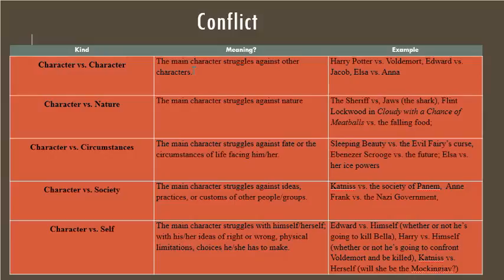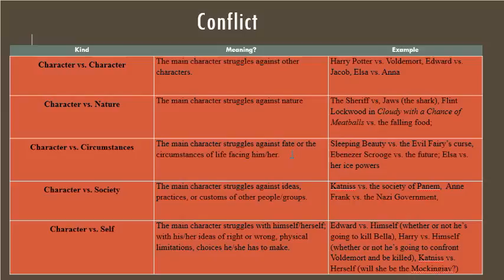You have character versus circumstances, where the main character struggles against fate or the circumstances of life facing him or her. An example of that is Sleeping Beauty versus the Evil Fairy's Curse, Ebenezer Scrooge versus the future, or even Elsa versus her ice powers.